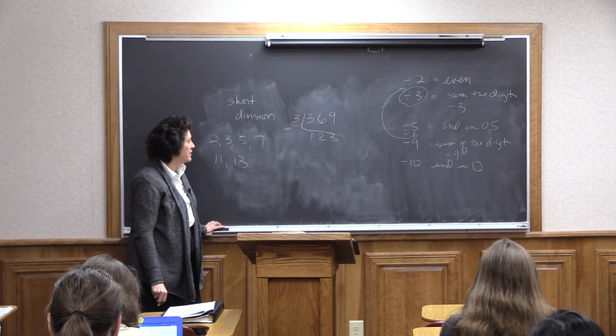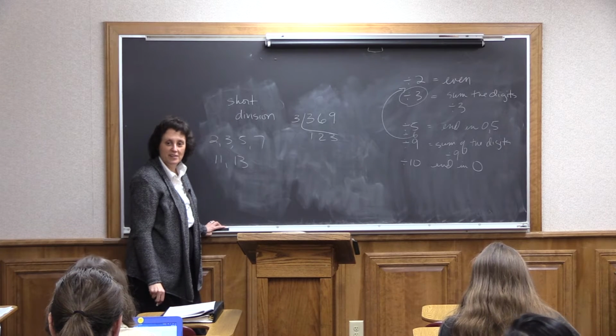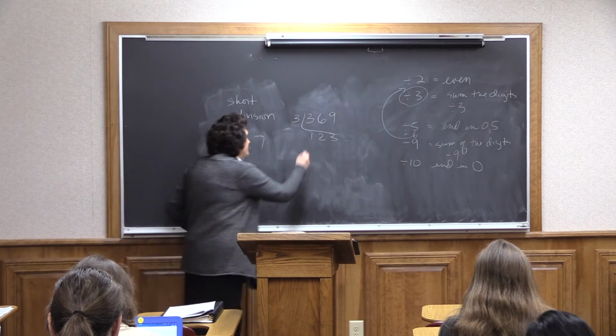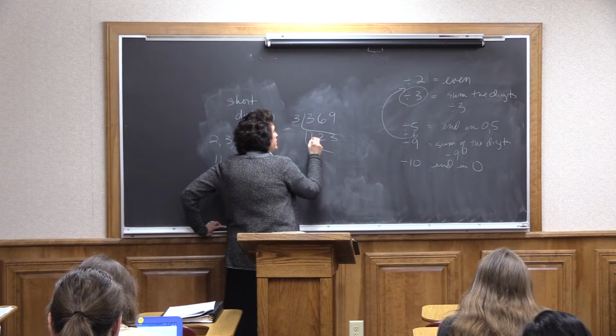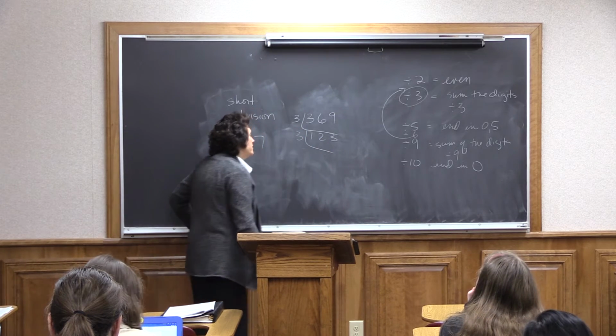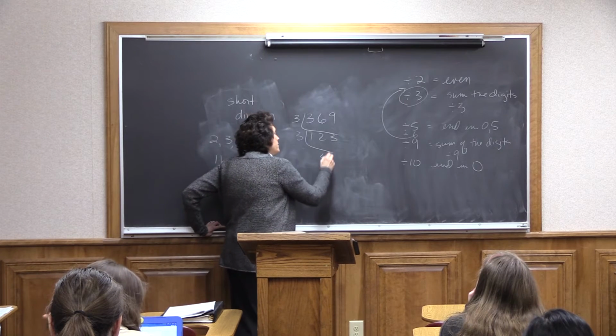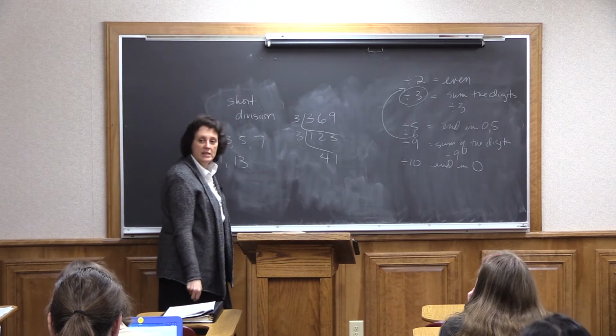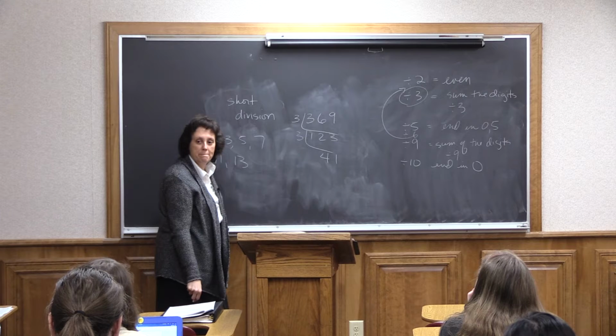Does that divide by 3? Of course it does, because it divides by 9. And sum the digits. 3 plus 3 is 6, so this continues to divide. 3 goes into 12 4 times, 41.